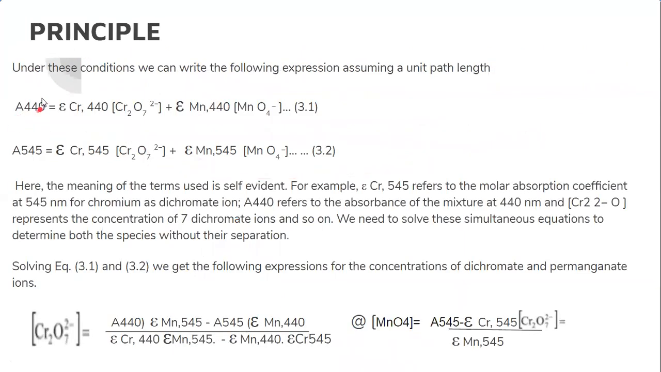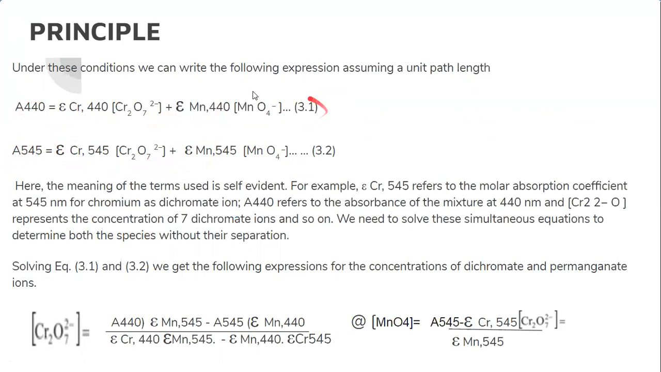And this is the theoretical calculation of absorbance at 440 nanometers and 540 nanometers by a mixture of solution. Why am I saying mixture of solution? Because at 440 nanometers, the chromium as well as manganese both will show the absorbance, and at 545 nanometers, chromium as well as manganese both show the absorbance.